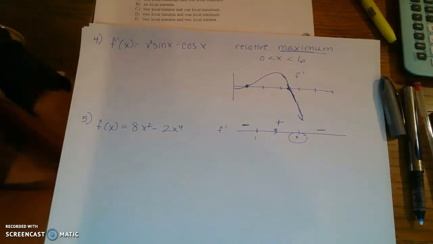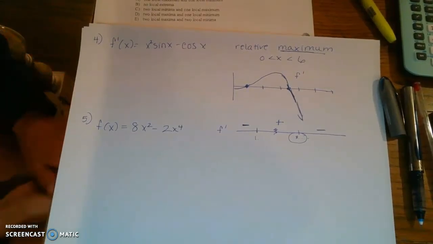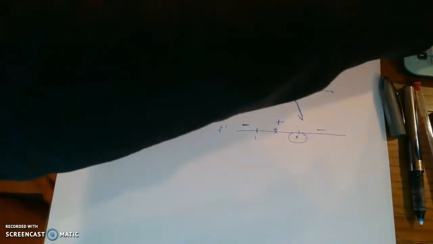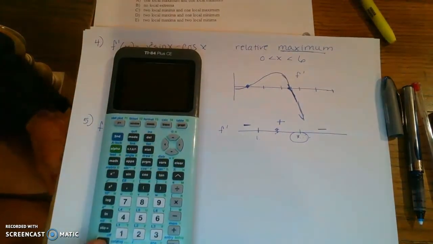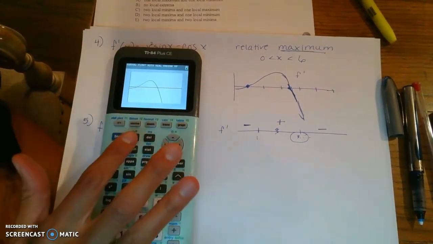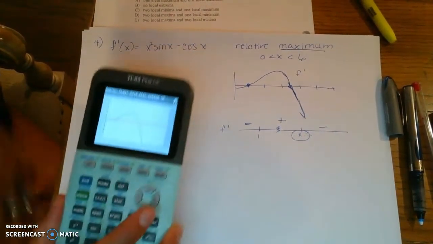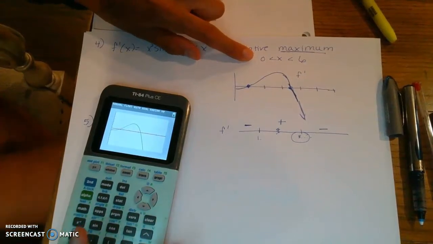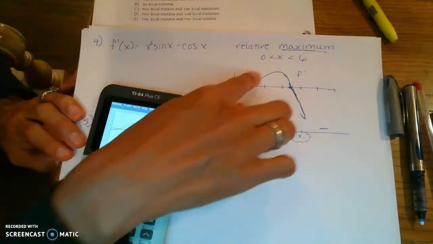Okay, so we're finishing up with number 4. Like I said, this was a calculator question. The things you need to remember are that your mode should be in radians, and your window should go with the question, which said from 0 to 6. So when I graphed it, I just copied it here.